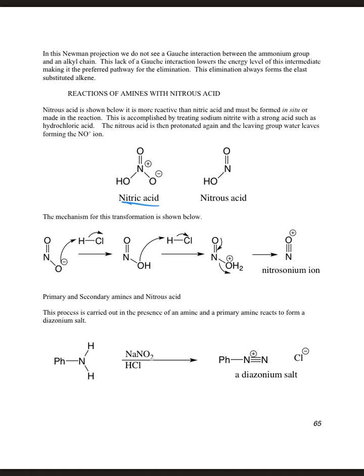The way it's formed in the reaction, we usually use NaNO2 and HCl. So we form the nitrous acid, but how to do it: we have HCl, we protonate the OH, which makes it a good leaving group, and then we can use the electrons on the other oxygen, and we form the nitrosonium ion that we see here.